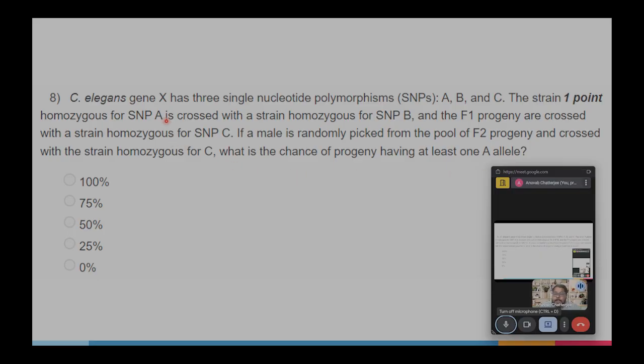C. elegans gene X has 3 single nucleotide polymorphisms: A, B, and C. The strain homozygous for SNP-A is crossed with a strain homozygous for SNP-B. The F1 progeny are crossed with a strain homozygous for SNP-C. If a male is randomly picked from the pool of F2 progeny and crossed with a strain homozygous for C, what is the chance of progeny having at least one A allele? The options are 100%, 75%, 50%, 25%, and 0%. So I will give you a moment to try and figure this out.